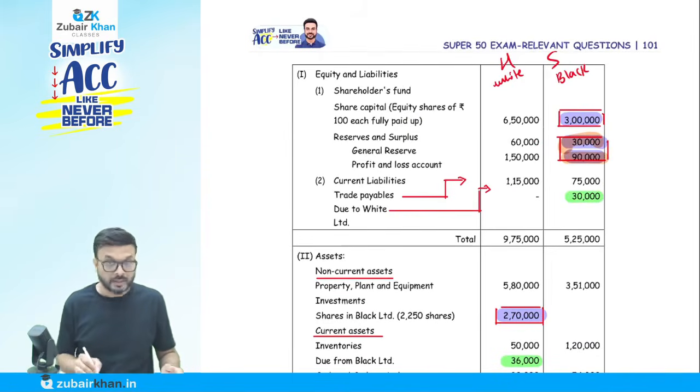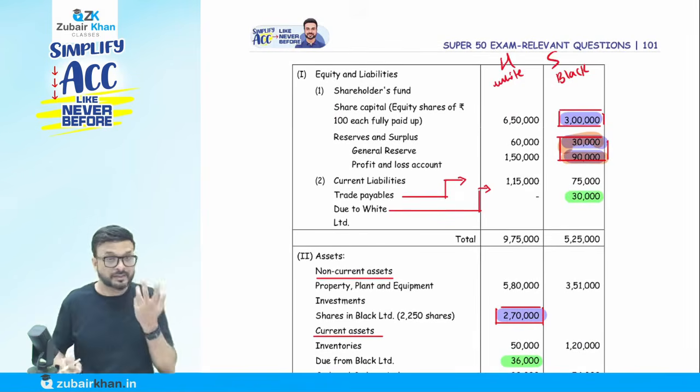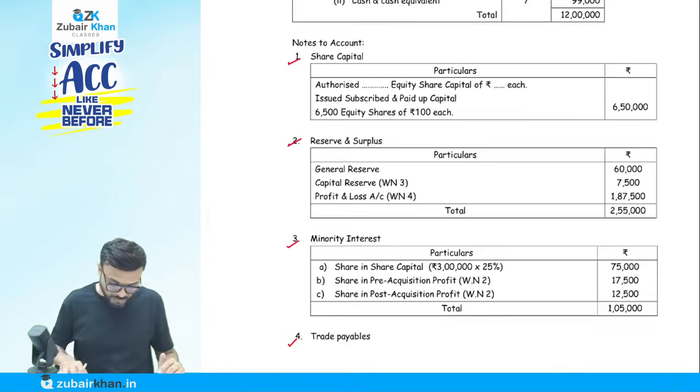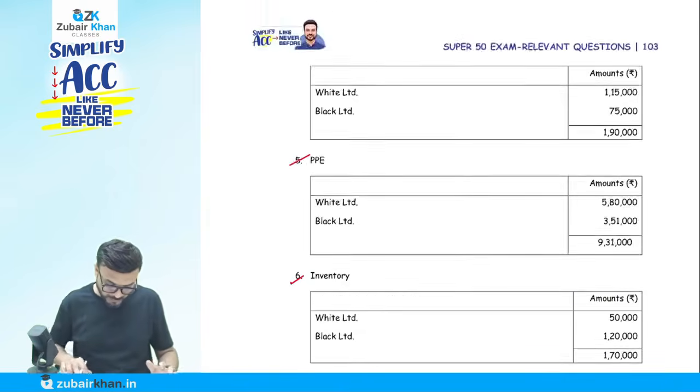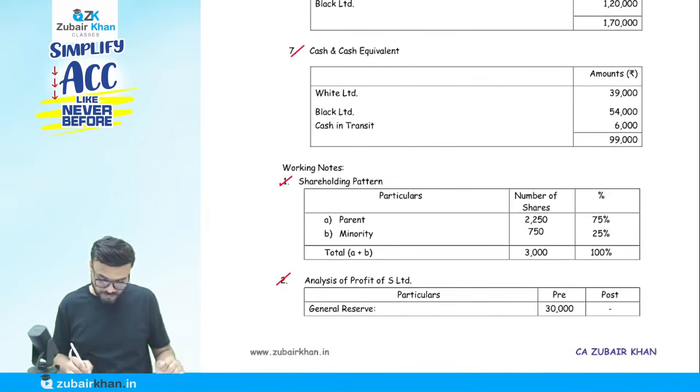3 lakh is the amount, and 100 is the share. So 3 lakh divided by 100 is the number of shares, that is 3000 shares. If I go to the shareholding pattern, you can see that we hold 2250. The total number of shares is 3000.